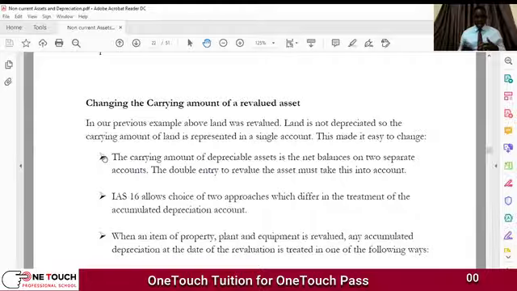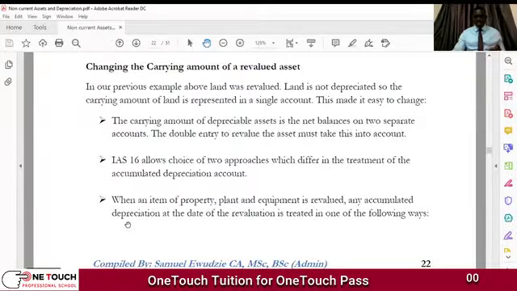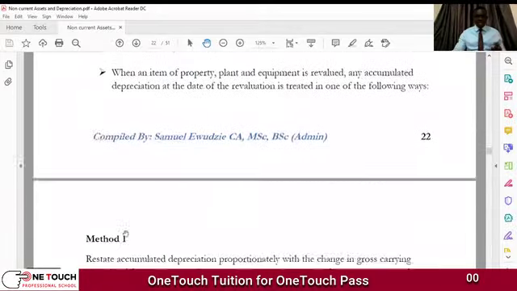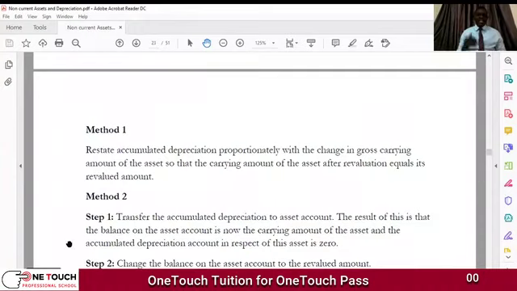Let's take this into account. Good. IAS allows a choice of two approaches which differ in the treatment of the accumulated depreciation account. When an item of property, plant and equipment is revalued, any accumulated depreciation at the date of the revaluation is treated in one of the following ways. 1. Restate the accumulated depreciation proportionately with the change in the gross carrying amount of the asset, so that the carrying amount of the asset at the revaluation equals its revalued amount.